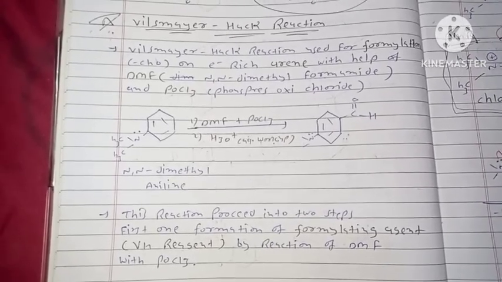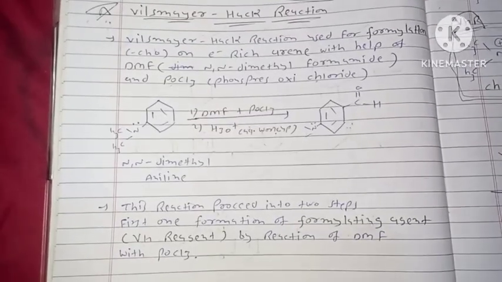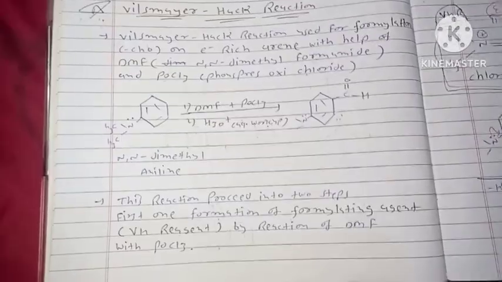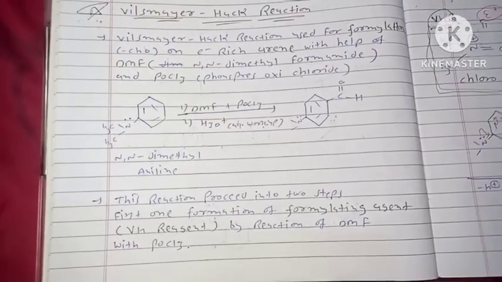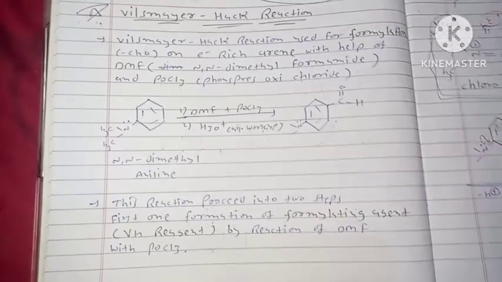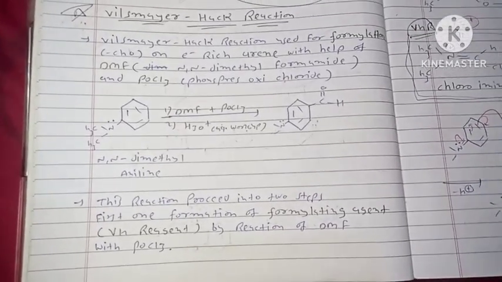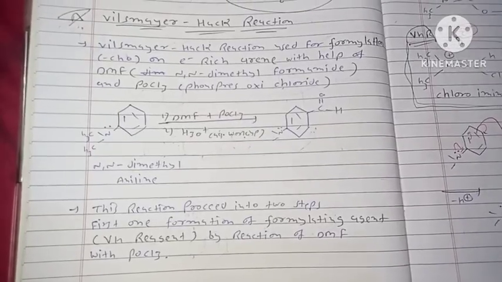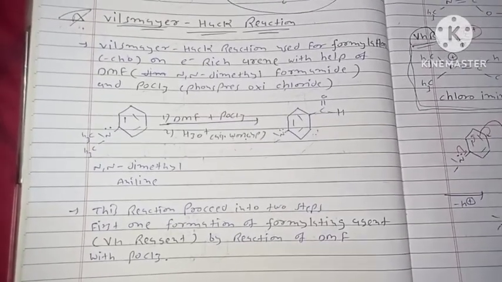This reaction proceeds in two steps. First one, formation of the formylating agent, meaning our Vilsmeier-Haack reagent, by reaction of DMF with POCl3. In the second step, our Vilsmeier-Haack reagent reacts with the electron-rich ring, followed by hydrolysis to generate a formyl group on the arene.